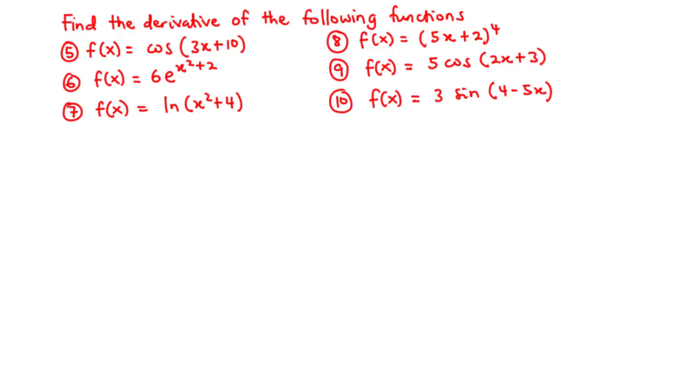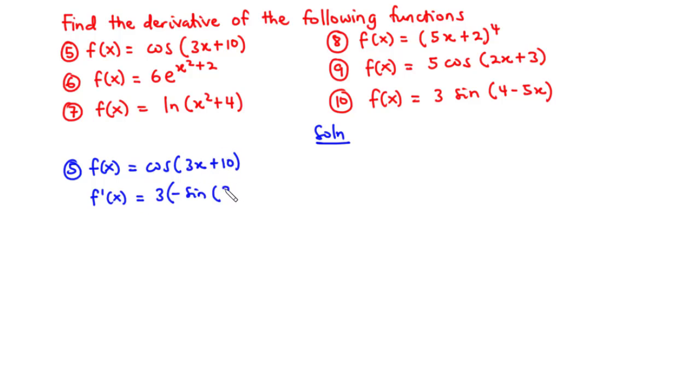Now let's continue with question 5. We have f of x to be equal to cos of 3x plus 10. So f prime of x is equal to, we differentiate the argument, so that becomes 3, and then we know that the derivative of cos gives us negative sine, so that becomes negative sine, and then we are going to repeat what we have here, so that becomes 3x plus 10. So we simplify this so that we have negative 3 sine of 3x plus 10. So that is f prime of x.